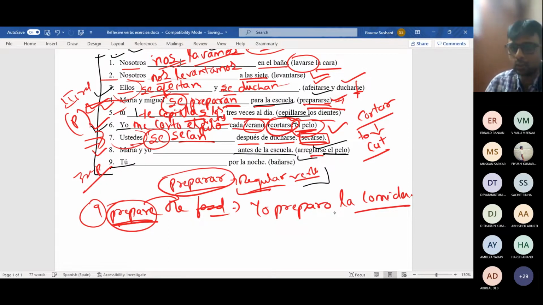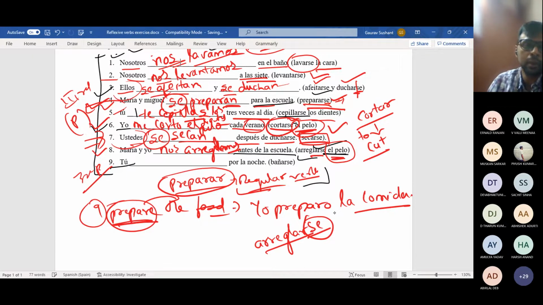Number 8, it is Maria y yo. The verb is arreglarse. So arreglarse is to arrange oneself. It can be a regular verb also. When you remove this se, it just becomes arreglar, which means to arrange. When you are arranging some objects, it can be a regular verb. But when you are arranging something related to your own body part, then it becomes a reflexive action. Here, what is being arranged? El pelo. So that is why you have to use a reflexive conjugation, and it will be nos arreglamos.